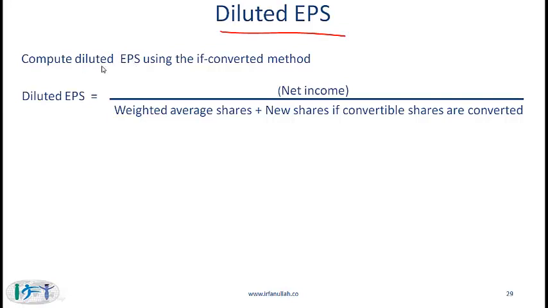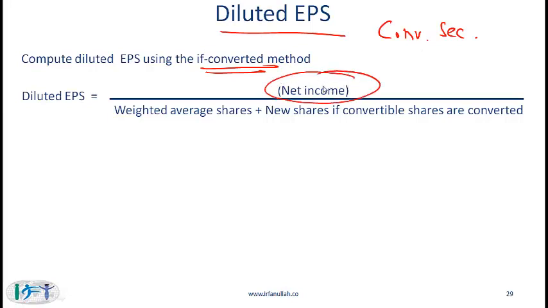We now come to the slightly more complicated concept of diluted EPS. We compute diluted EPS using the if-converted method. If you recall, we talked about the concept of convertible securities such as convertible bonds, convertible preferred shares, and so on. Now, we compute diluted EPS by saying that if the convertible securities were actually converted, then what would the EPS be?